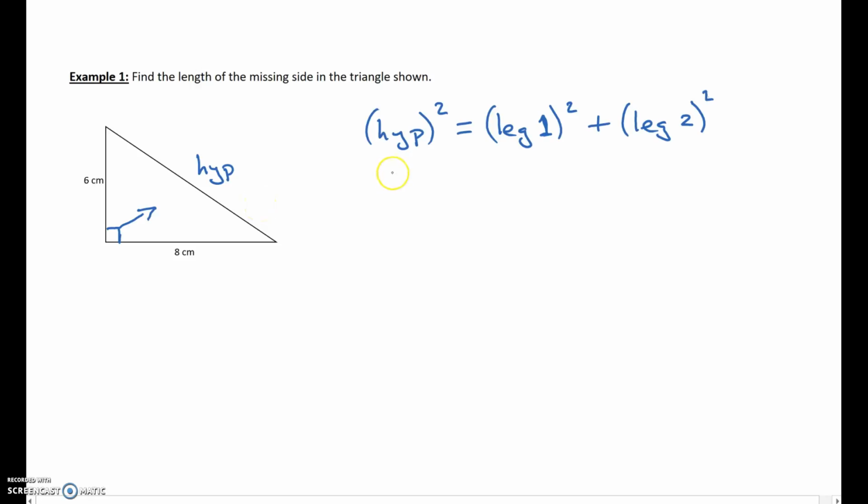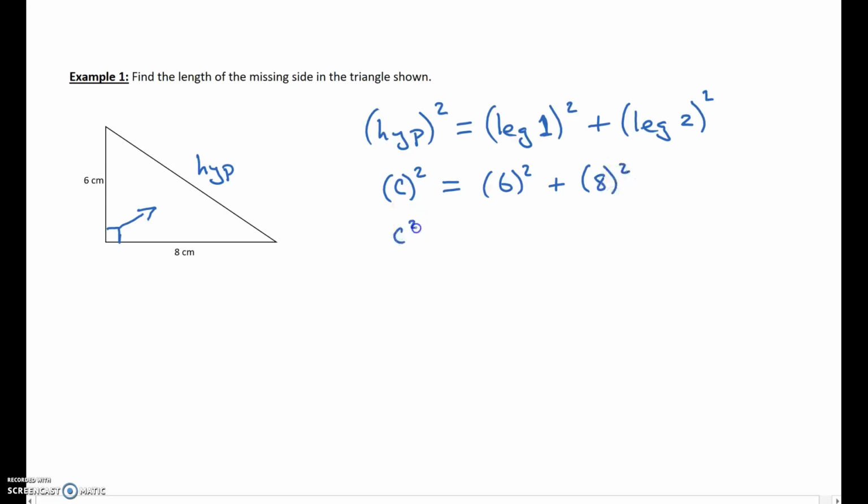Now most of your textbooks will call that C. You can call it H, whatever letter you want to use is fine. To me it seems to make more sense to call it H, but let's go with what the book says, call it C. And then the first leg, again, it doesn't matter which is leg 1 and which is leg 2. One leg is going to be 6 centimeters long, the other leg is 8 centimeters long.